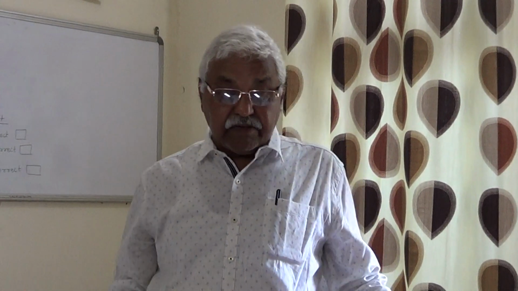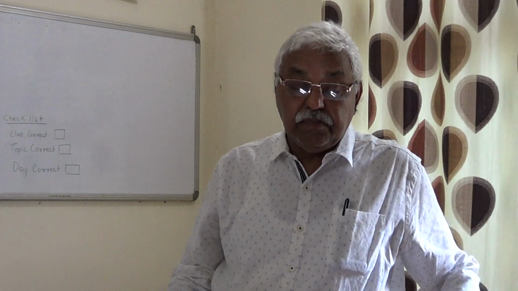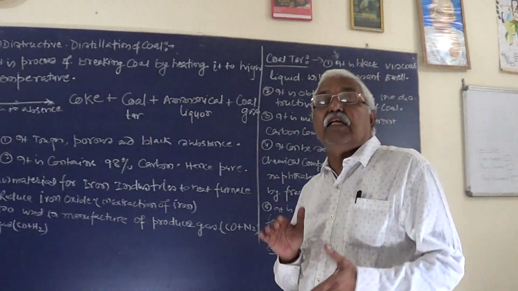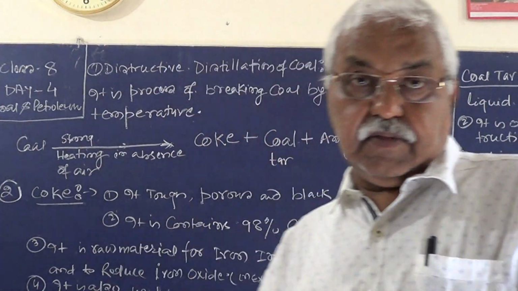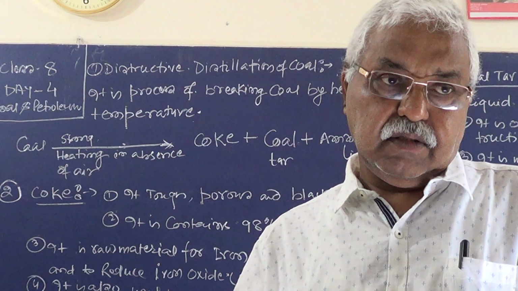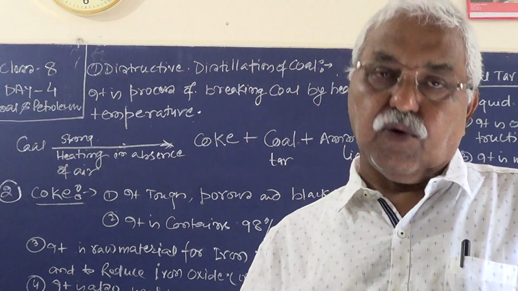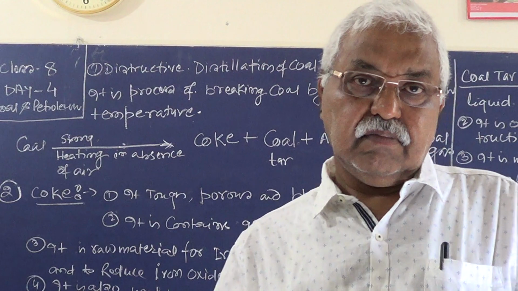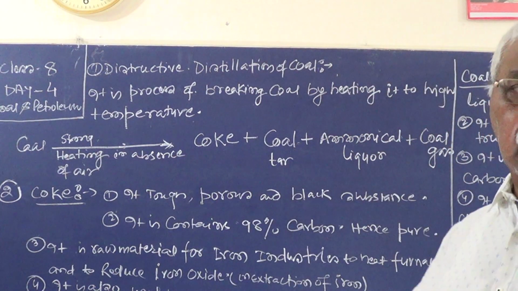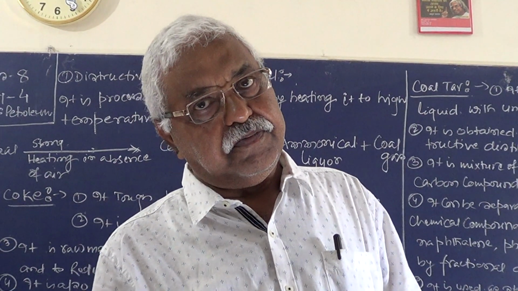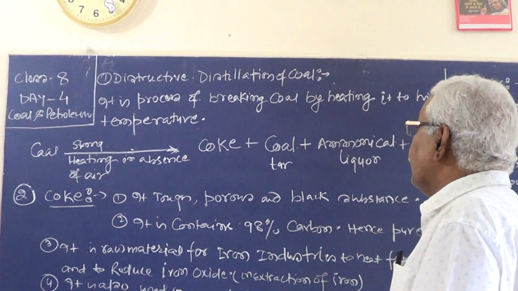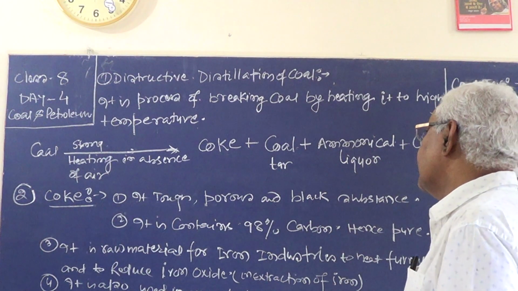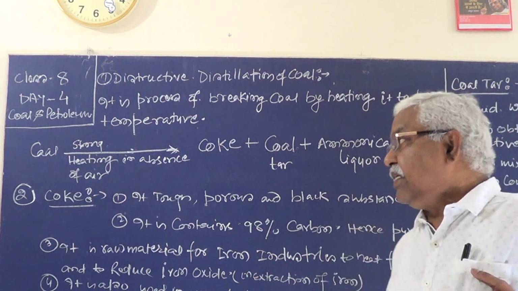So we are getting coke by the destructive distillation of coal. Now, what is the destructive distillation of coal? When coal is strongly heated in the absence of air, it is known as destructive distillation of coal. We get different products during this destructive distillation. It is a process of breaking down coal by heating it to a high temperature in the absence of air. You can write it down: in absence of air.